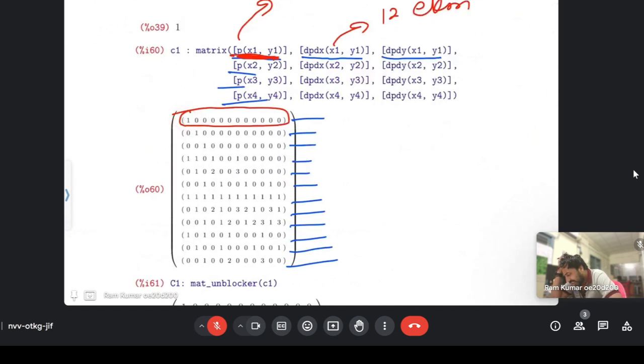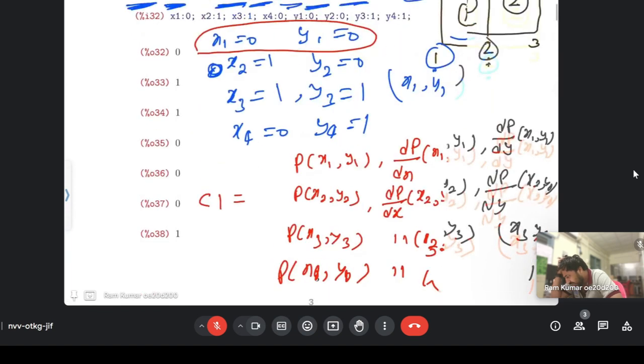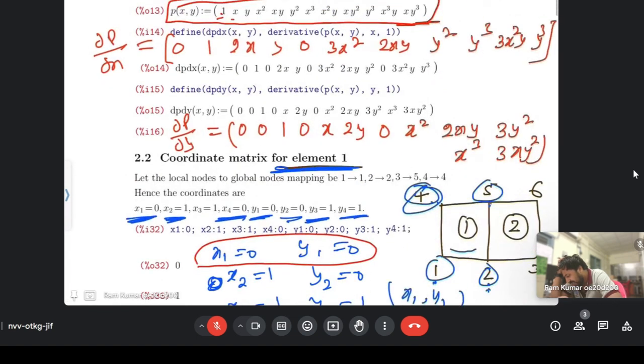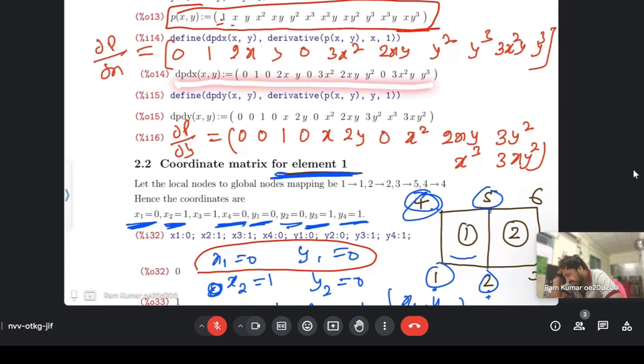Now similarly, del p by del x at 0 comma 0. So del p by del x again. These all will become 0. Then again one will be here.